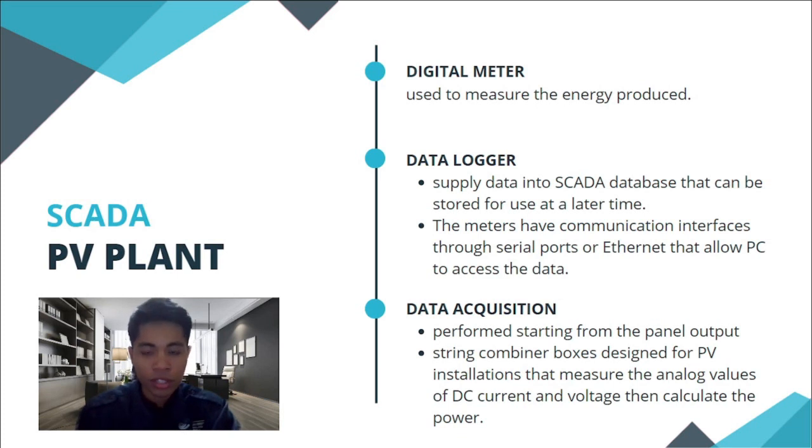Data acquisition is performed starting from the panel output and then goes to the string combiner boxes designed for PV installations, which measure the analog values of DC current and voltage, then calculate the power of the PV power plant.